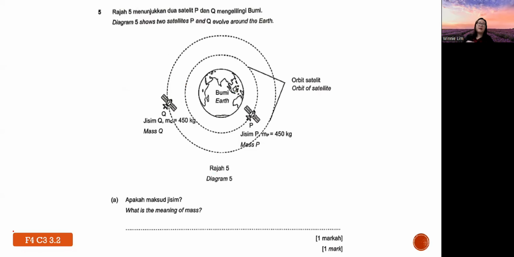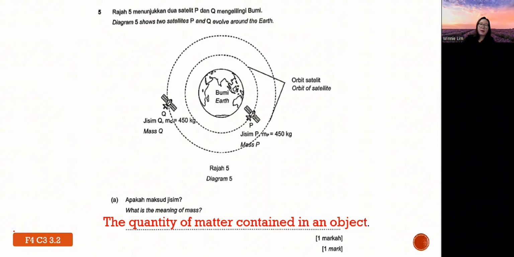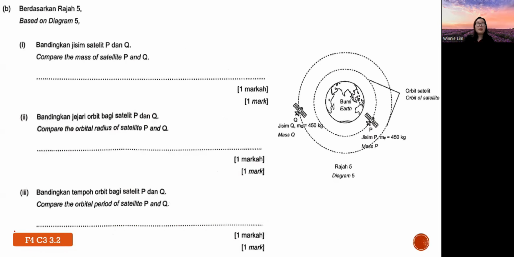Okay, number 5. As usual, 5 and 6 are comparison questions in SPM format. So you really need to identify the two given objects that are being compared. Here they show you 2 satellites, P and Q, evolving around Earth. Firstly, what is the meaning of mass? Mass is the quantity of matter contained in an object. Again, definitions, there is no other way, you have to memorize it. Now they want you to compare the mass of P and Q.